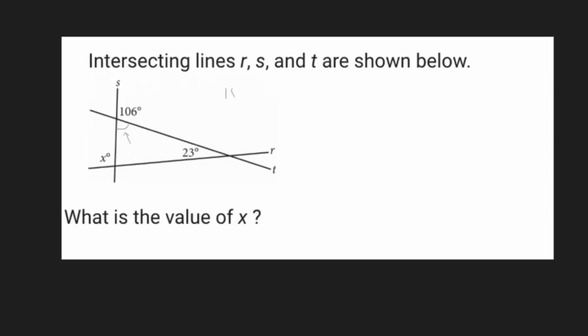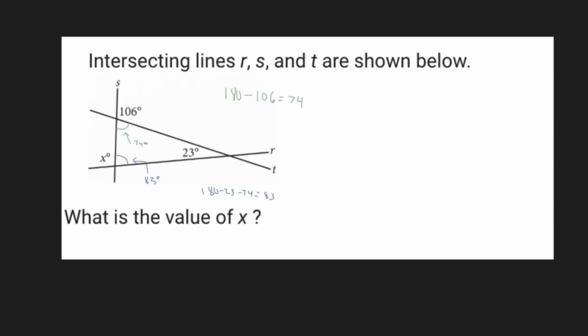And so we can pretty easily just do 180 minus 106, and that will give us a value of 74. So we know this angle right here is going to be 74 degrees. And now we have two angle measures of a triangle, and so we can find the missing angle measure, this angle right here at the bottom. So we just do 180 minus 23 minus 74, and we get a value of 83. Because this angle is 83 degrees, that means we can also use supplementary angles again to find the value of X.